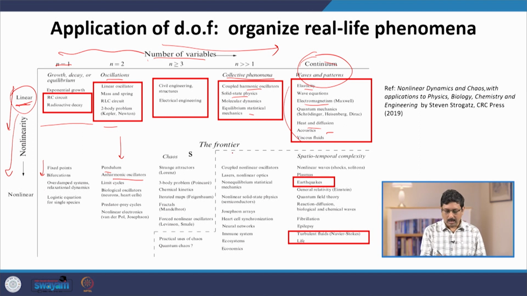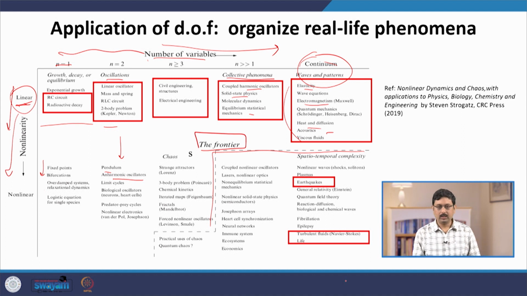Now, the final thing I want to mention is that in modern times the real challenging areas of science and engineering are what is called the so-called frontier. This is the region in this map where you have a large number of degrees of freedom. So, there are a lot of phenomena. I will mention only two examples.